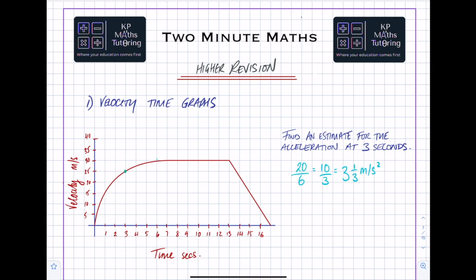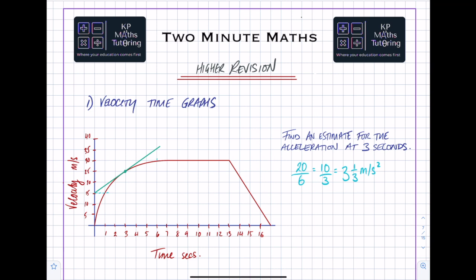So on the left hand side, you can see we've got velocity on the y-axis. On the x-axis we've got time. So velocity is in meters per second, time is in seconds. You've got a nice curve here, and the first question says find the estimate for the acceleration at 3 seconds. So you go to 3 seconds and you put a point. What you then need to do is draw a tangent line, like I've done there, at that point.